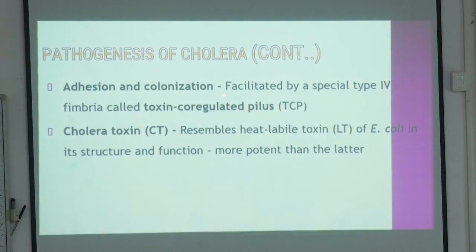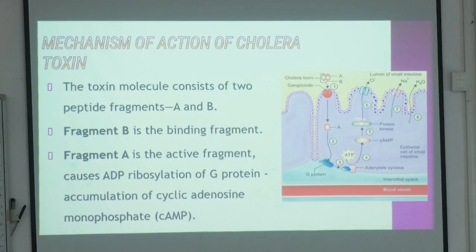Pathogenesis of cholera, adhesion and colonization facilitated by type 4 pili called toxin co-regulated pilus and cholera toxin. একটা দিয়ে অ্যাটাচমেন্ট হচ্ছে আর কলোনাইজেশন, আর একটা টক্সিন প্রোডাকশন করে কলেরাটাকে তৈরি করে। Look at this chart. These are the cholera toxin fragment A and fragment B. The fragment B is a binding fragment and fragment A is an active fragment. এই fragment B টা যখন অ্যাটাচ হয়, এই cholera A fragmentটা এন্টার করছে আমাদের epithelial cell. After entering into the epithelial cell, there is an ADP-ribosylation of the G protein. এই যে ribosylation of the G protein, এখানে কি তৈরি হয়?